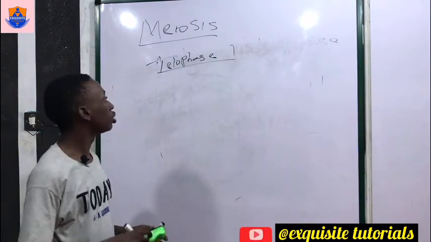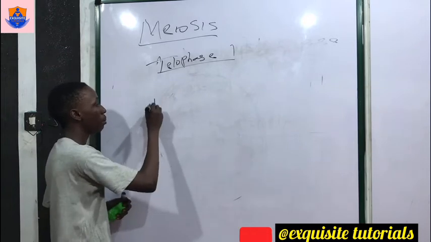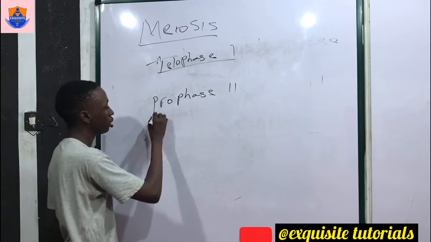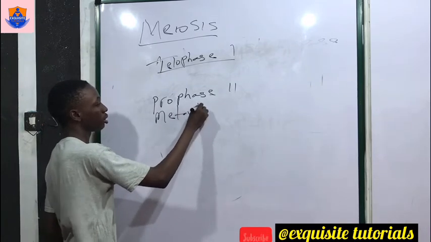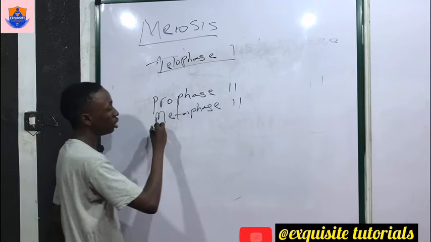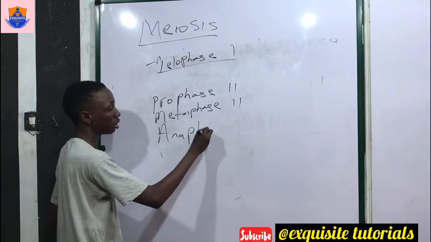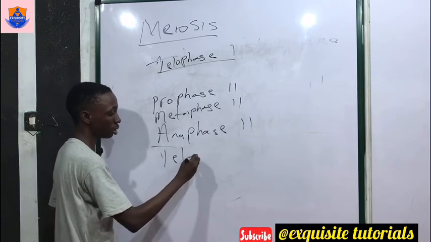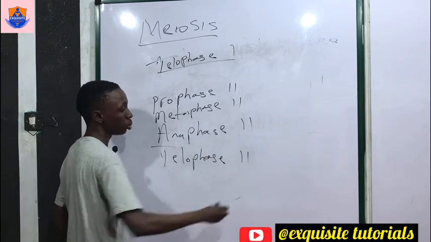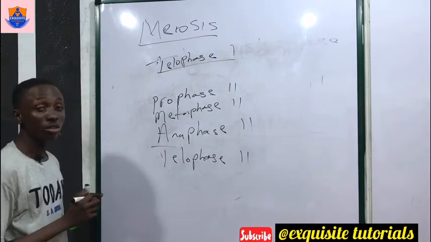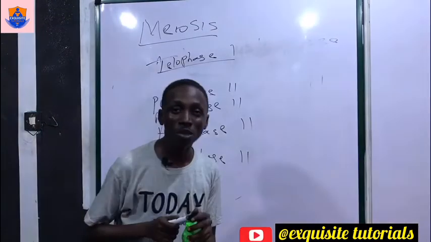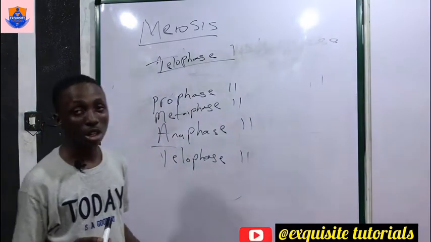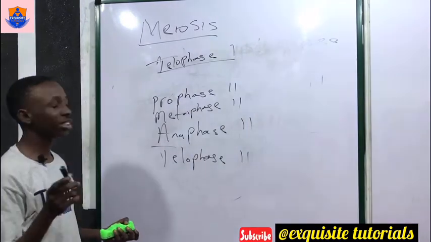Now the second stage of meiosis is the prophase 2, the metaphase 2, the anaphase 2, and then the telophase 2. Each of these stages is exactly similar to that of mitosis.